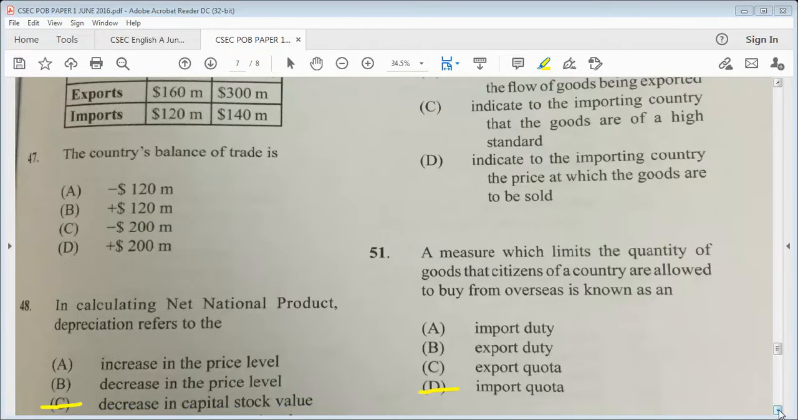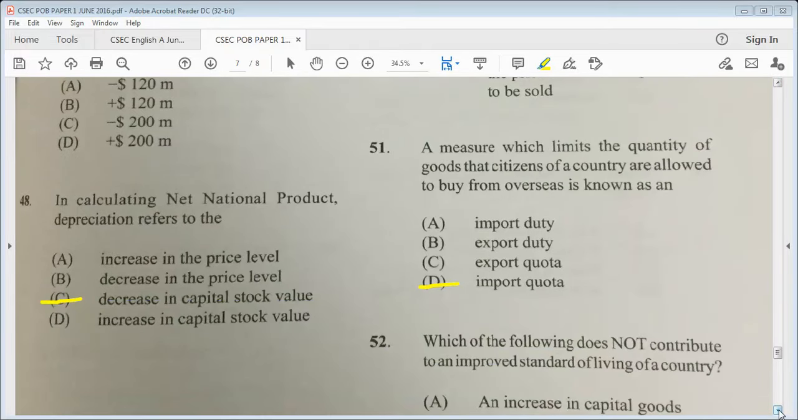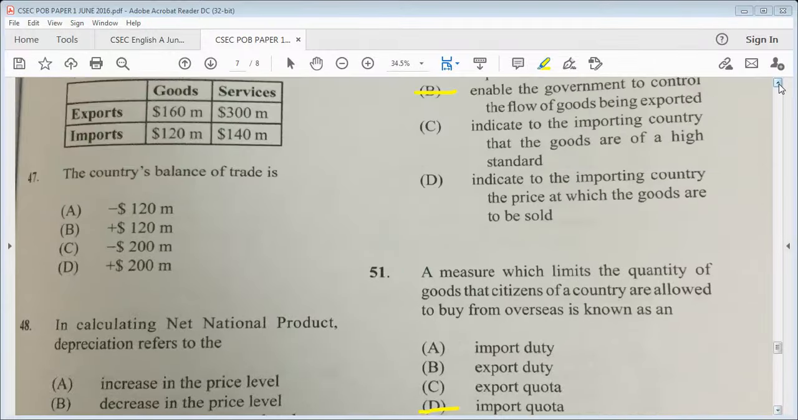48. Let's go to 48. In calculating net national product, depreciation refers to the C. Decrease in capital stock value. Let's go on to 49.